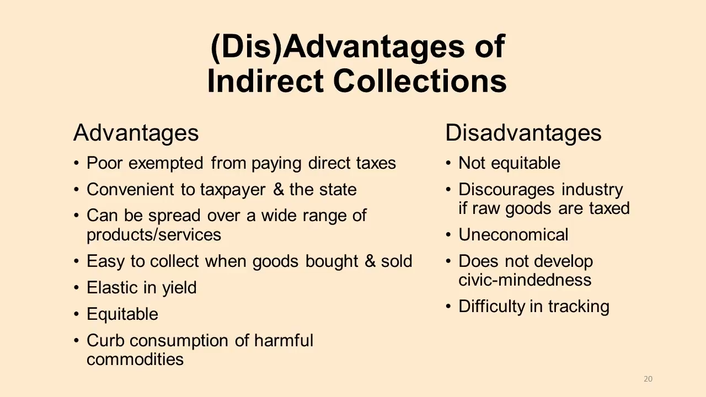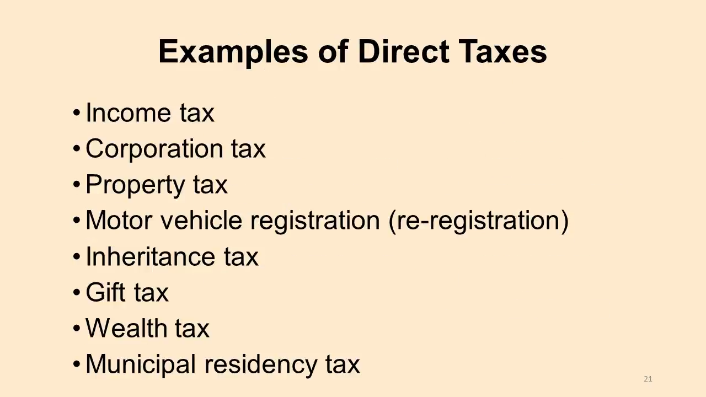And as we said, indirect collections can be uneconomical. Well, they can be difficult to track, and that's kind of related. That's a lot of talk about the advantages and disadvantages of collections, and almost every point, almost every argument, someone could argue the opposite way. So what are some direct taxes?